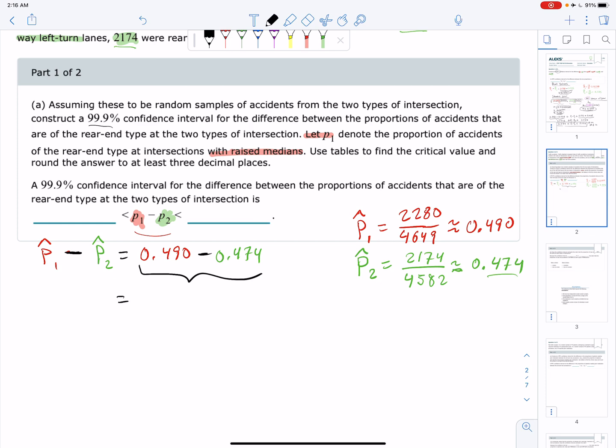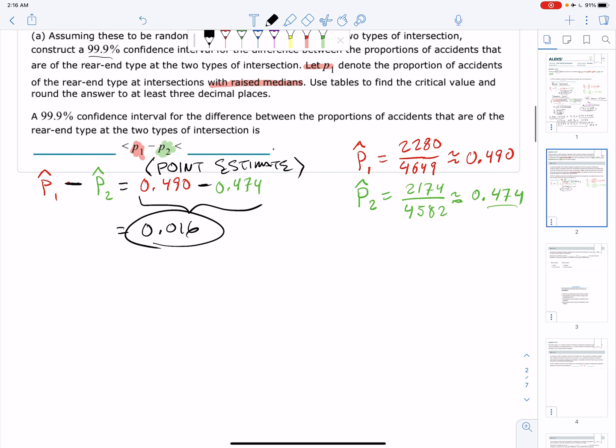When I subtract the two, I get my point estimate. I probably should have written that there. Let's label it. This is called our point estimate. So our point estimate, when we subtract those two, is 0.016.